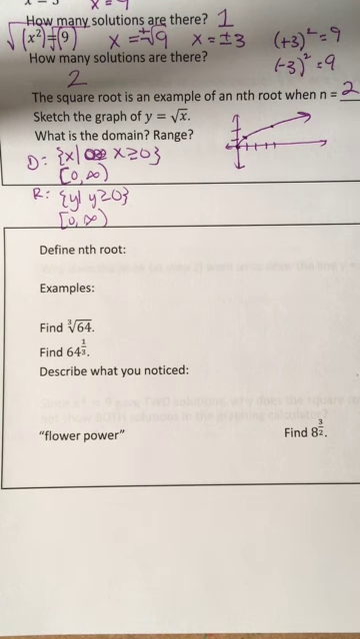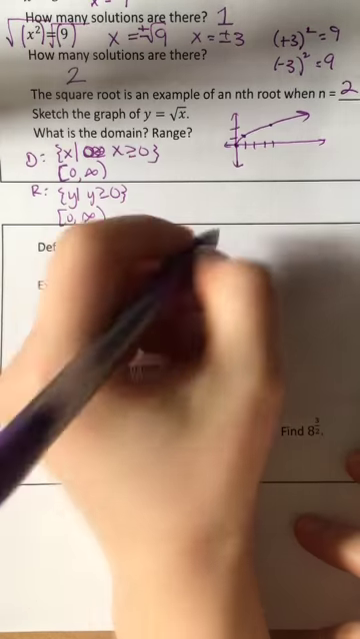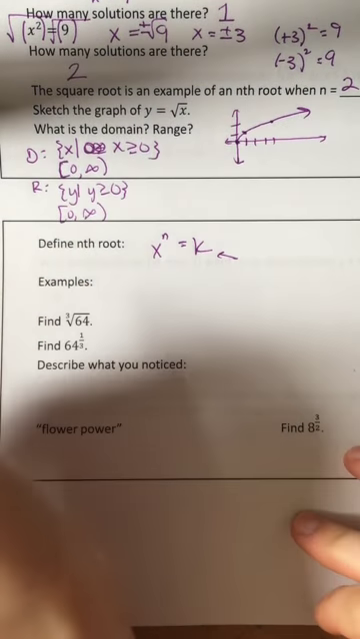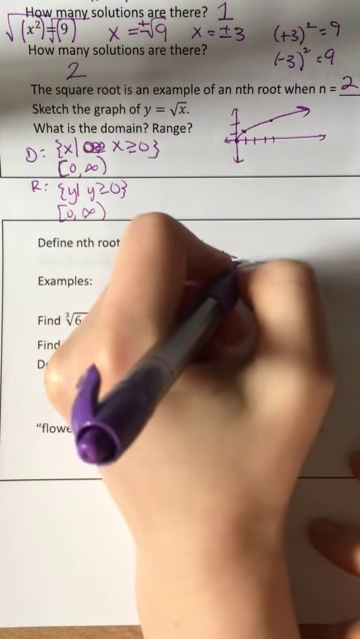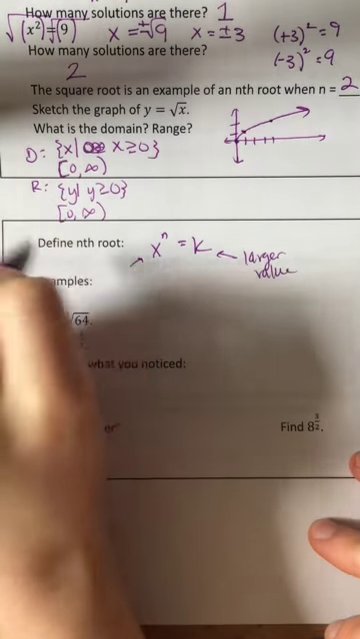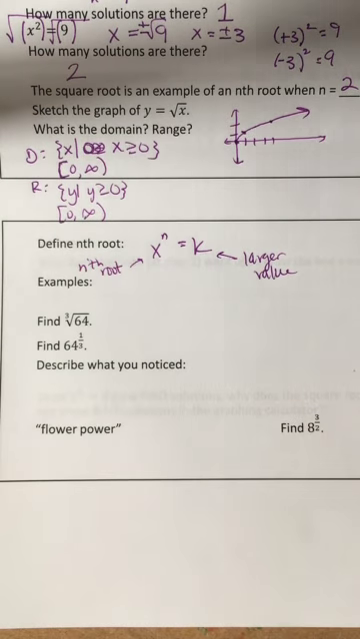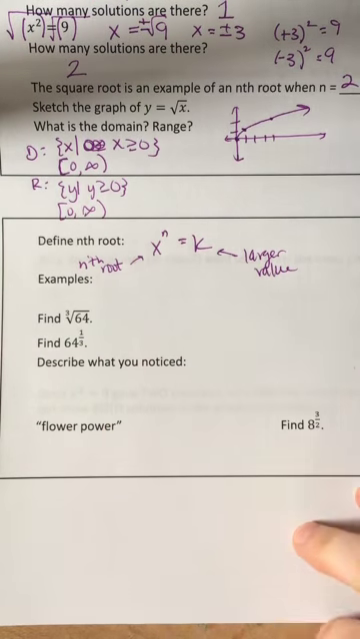On page 560, it says, let n be an integer greater than 1, then x is an nth root of k if and only if x to the n equals k. So k is the larger value. X is the nth root. So to show that you are an nth root, you have to show that this equation is true.